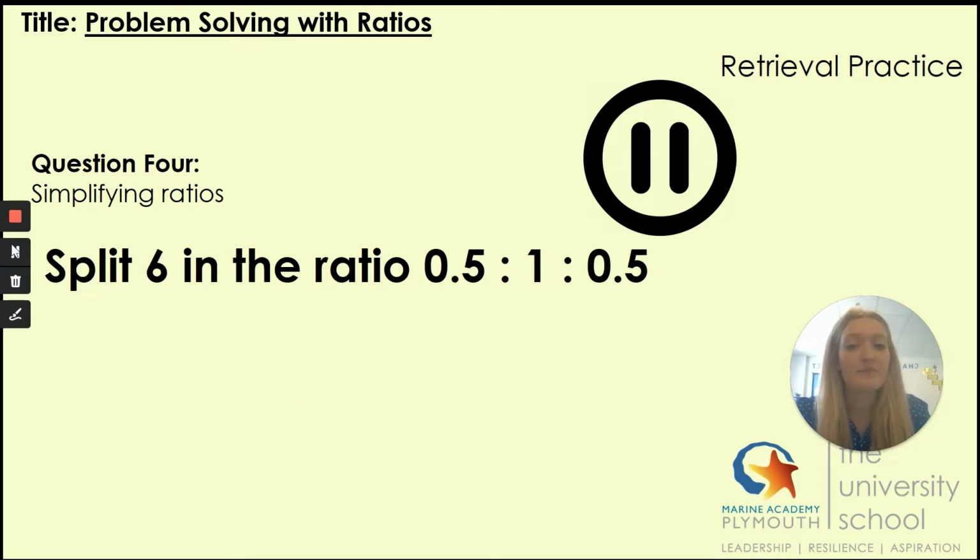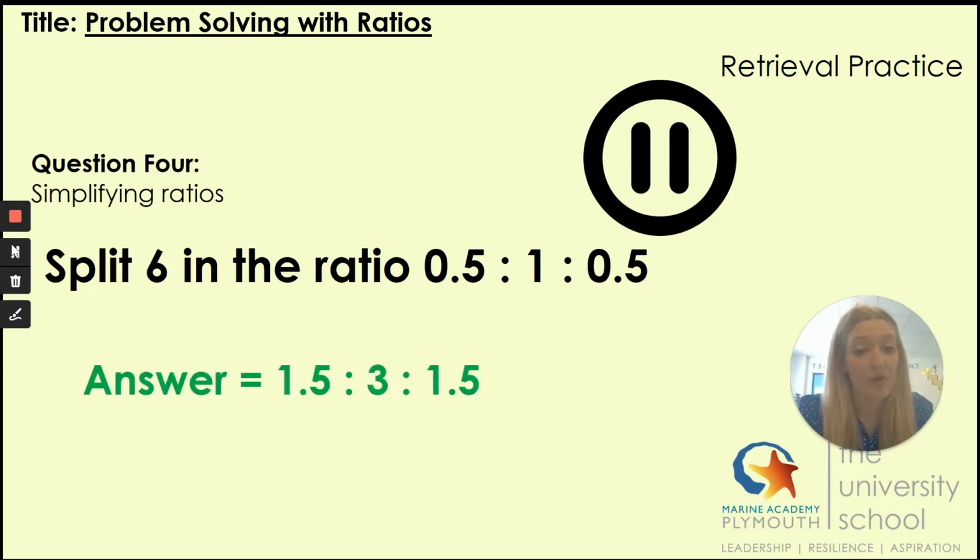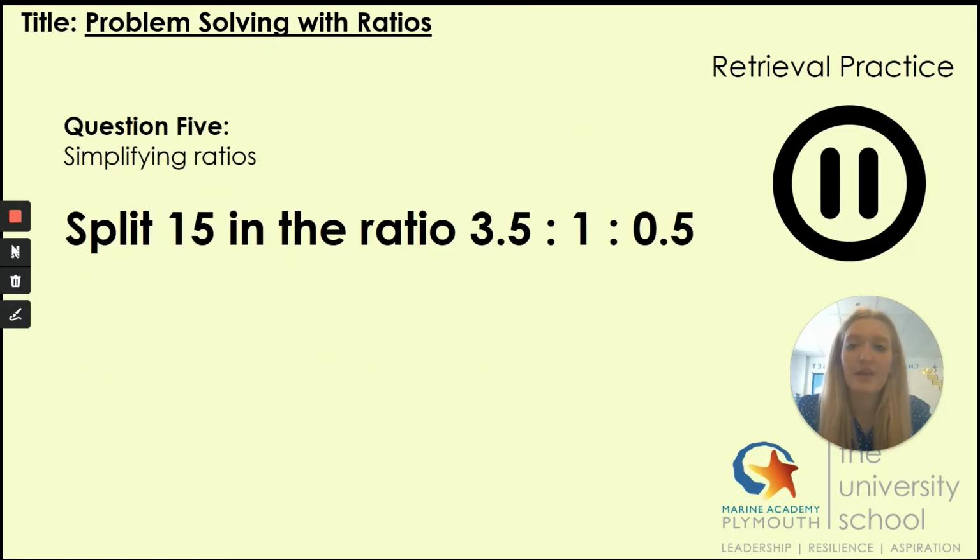Question 4. Split 6 in the ratio 0.5 to 1 to 0.5. Same method here, adding up your different parts, seeing what you need to multiply. Pause. And 3, 2, 1, pens drop, and green pens up, and ticking your answers, you should have 1.5, 3, and 1.5. Getting a little bit tricky there. Fantastic. Well done.